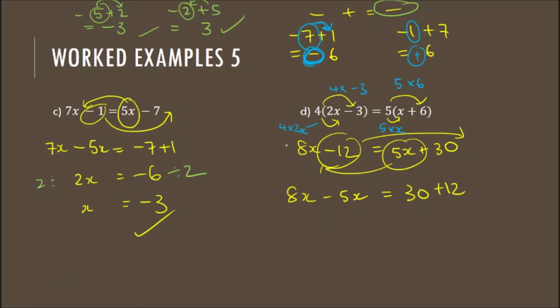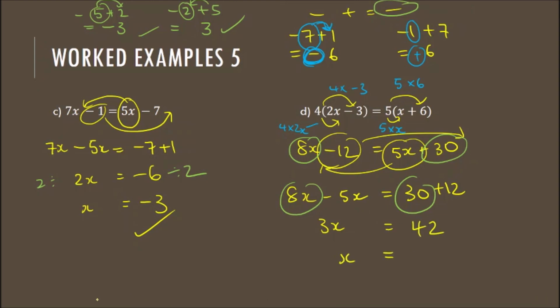So I'm just going to do it in green. I can't emphasize that enough. You can't move these ones, okay? They're first on the block. So 8 minus 5 is 3x, okay? Think of it like the haircut. 30 plus 12 is 42.